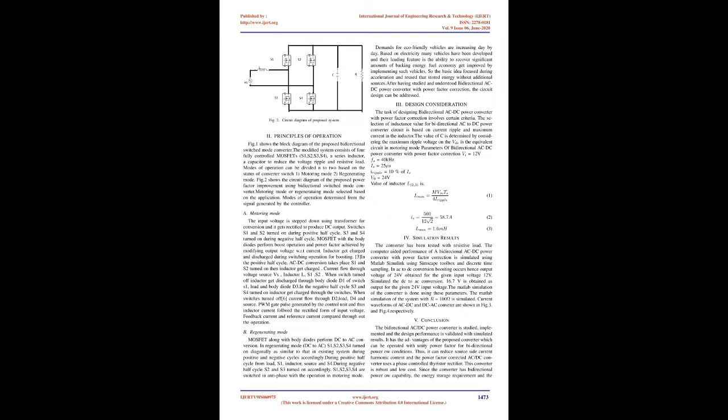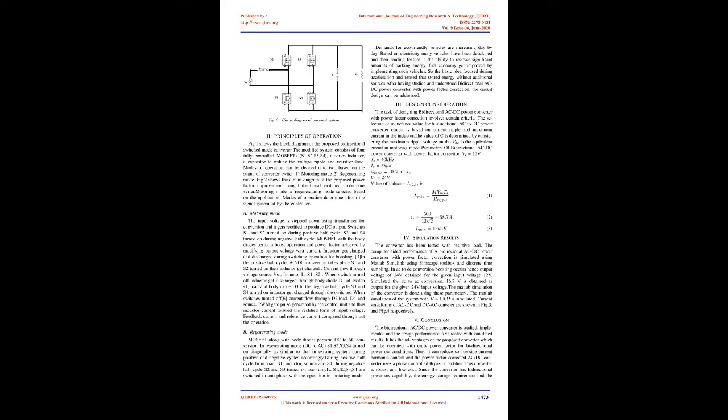After having studied and understood the bidirectional AC-DC power converter with power factor correction, the circuit design can be addressed. Design consideration. The task of designing a bidirectional AC-DC power converter with power factor correction involves certain criteria. The selection of inductance value for the bidirectional AC to DC power converter circuit is based on current ripple and maximum current in the inductor. The value of C is determined by considering the maximum ripple voltage on the VDC.